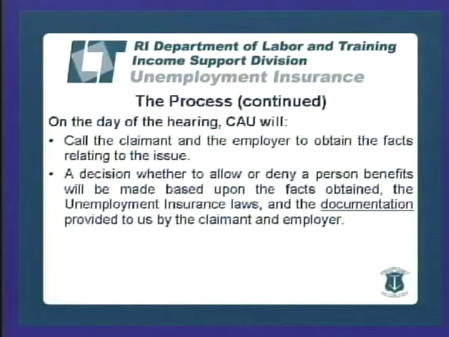When it comes to the day of the unemployment insurance CAU appointment, the department will call the claimant and will call the employer to obtain the facts relating to the separation issue. Once those facts are obtained, a decision will be rendered to allow or deny the person benefits. Those decisions are based on the facts obtained during the telephone interview, the unemployment insurance law, and any documentation or evidence that is provided by the employer or the claimant relating to the issue at hand.